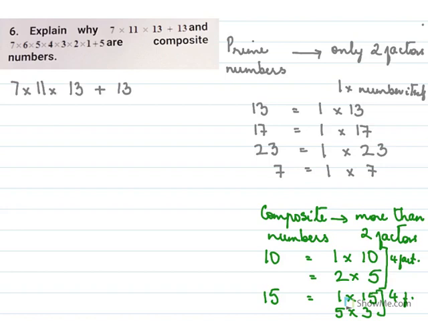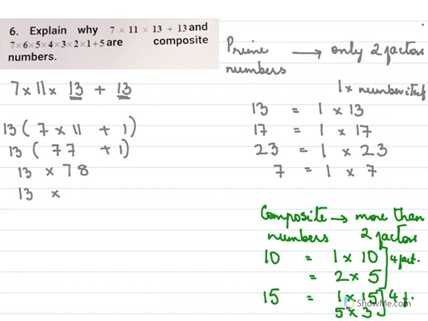Now let's find out if this is composite or prime. So here we have 13 and here 13. So we can take 13 common out. What remains inside is 7 into 11 plus 1. So 13, what remains is 77 plus 1. So that is 13 into 78. So 13 into, now 78 we know is 13 into 6.